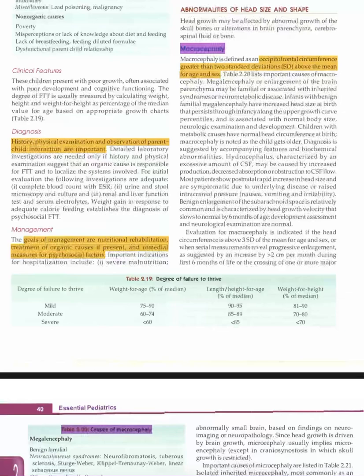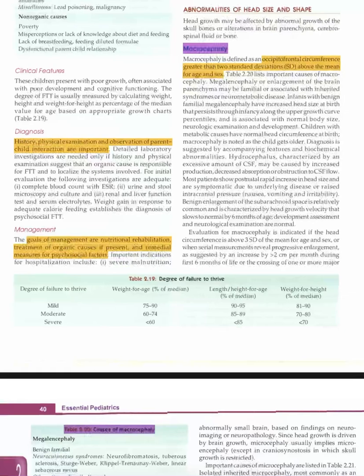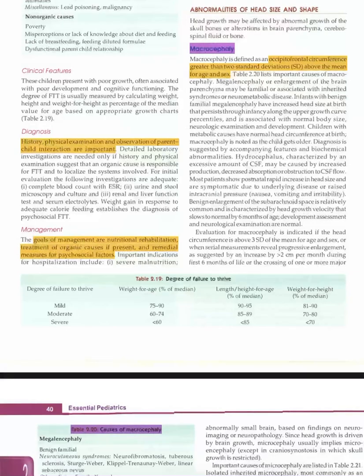Megalencephaly, an enlargement of the brain parenchyma, may be familial or associated with inherited syndromes or neurometabolic disease. Infants with benign familial megalencephaly have increased head size at birth that persists throughout infancy along the upper growth curve percentile and is associated with normal body size, neurological examination and development. Children with metabolic causes have a normal head circumference at birth. Macrocephaly is noted as the child gets older. Diagnosis is suggested by accompanying features and biochemical abnormality.